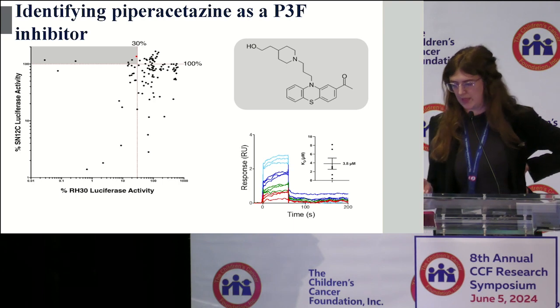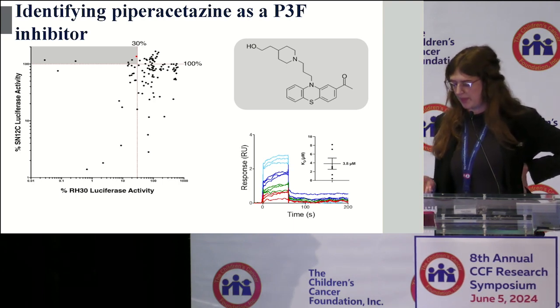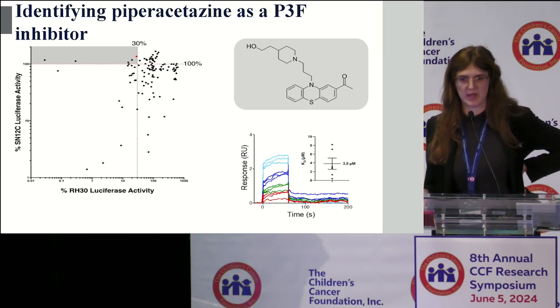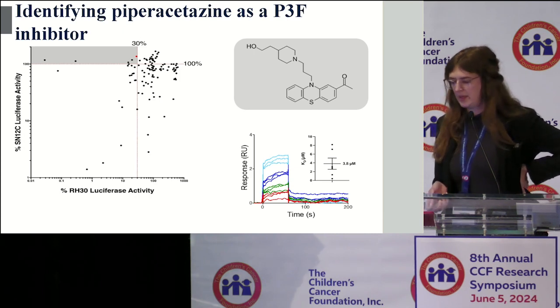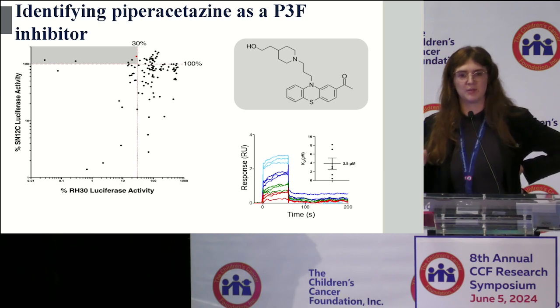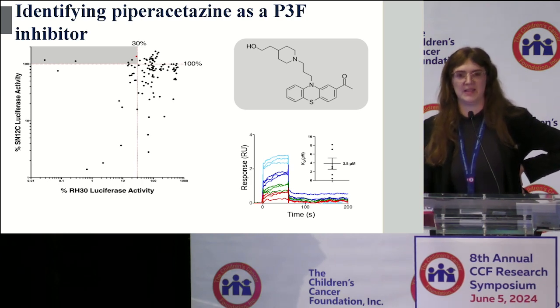I'm also showing you here some binding data. We performed multiple replicates to get a KD value, which you can see here is 3.8 micromolar for piperacetazine binding to recombinant PAX3 FOXO1. If you're familiar with KD values, the lower you can get it, the better, the tighter the binding. A lot of people look for KD values in the nanomolar range, which is a little lower than this. Put a pin in that, I'll come back to it later.